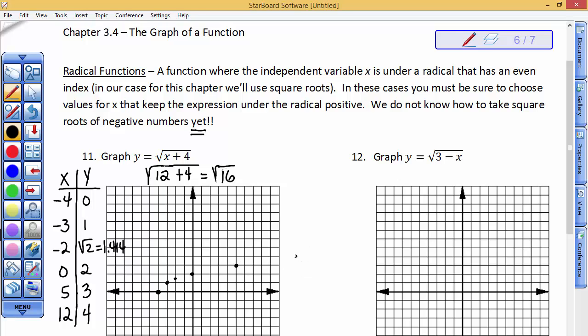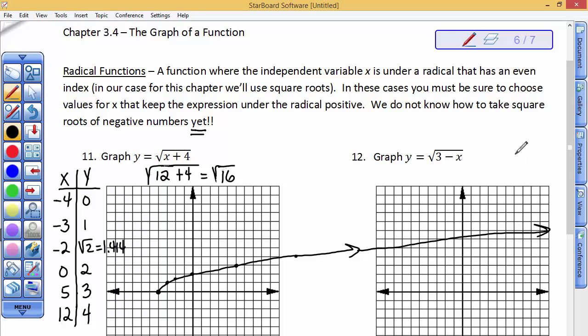The graph of this radical function starts right here. I work left to right and connect these with curved dots, and it just goes on into infinity. For x, this just keeps going, and it keeps getting higher too in terms of y.